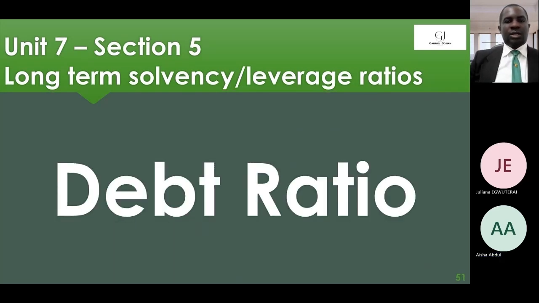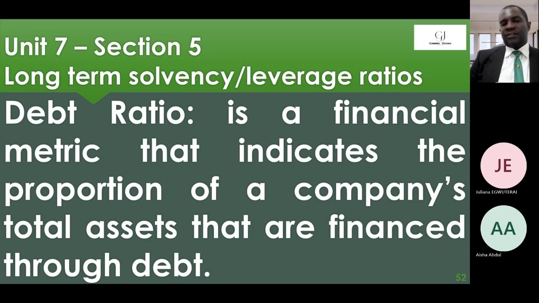Okay. That's fine. So let's go to another simple but nice ratio. It's called debt ratio. This one is not debt to equity now, it's just debt ratio. It's a financial metric that indicates the proportion of a company's total assets that are financed through debt. So the assets of the company are the denominator, while the debt is the numerator. In the last one, we looked at debt to equity. Now, this one has nothing to do with equity. It's looking at debt, which is your total liabilities, over your total assets.